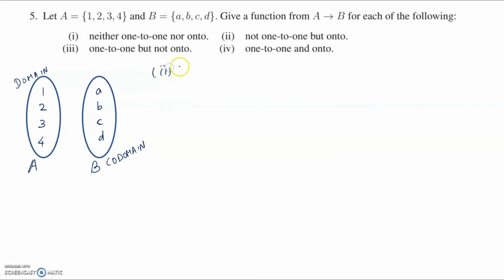Part 2 of the question. Not one-to-one but onto. So for not one-to-one, you should have at least two of these elements having the same mapping in the codomain. So let's assume this is the minimum that we can do to avoid it being a one-to-one function. But in this case, you're left out with b. And then the function does not become an onto function, because in the codomain there exists a b which is not associated with any element in the domain. Therefore, this is not possible.